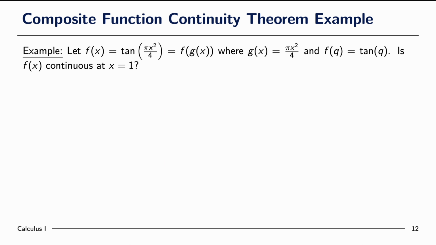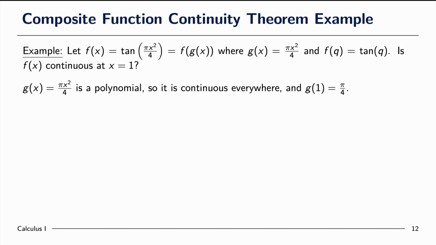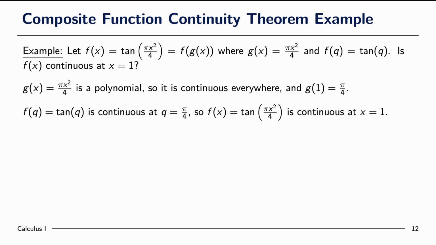Let f of x be equal to tan of pi x squared divided by 4, which is equal to f of g of x. Here, g of x is equal to pi x squared divided by 4, and f of q is equal to tan of q. We want to determine whether or not f of x is continuous at x equals 1. First, notice that g of x is a polynomial, so it's continuous everywhere, and g of 1 is equal to pi over 4. Further, f of q, which is equal to tan of q, is continuous at q equals pi over 4. So if q is equal to g of 1, then f of q is equal to f of g of 1. So by the composite function continuity theorem, f of x is continuous at x equals 1.